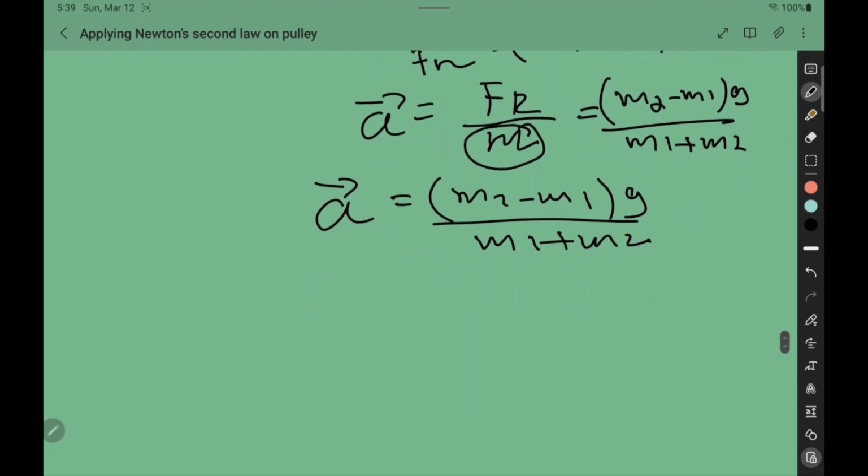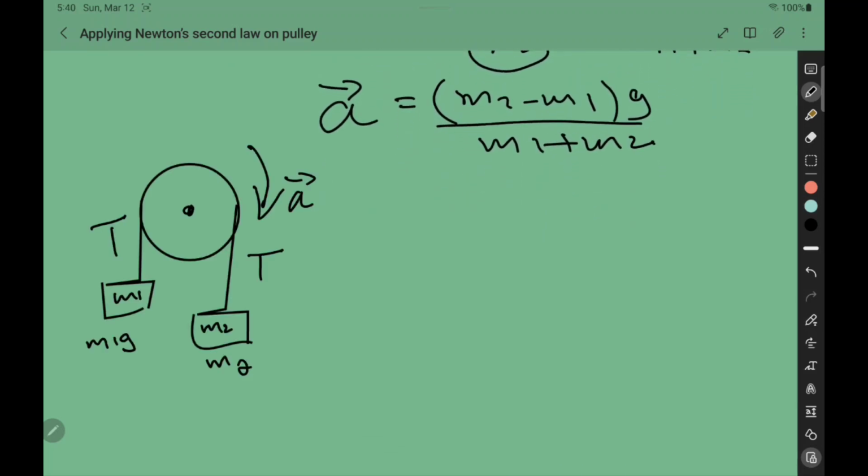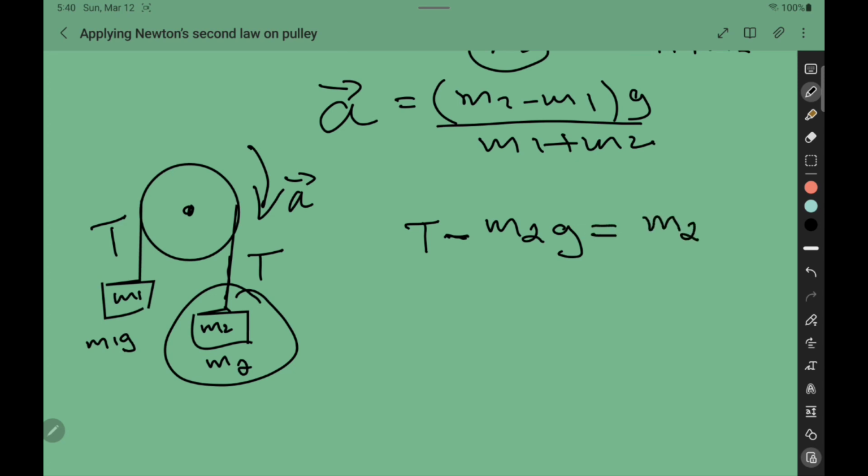Now let me draw it again to calculate the tension. To calculate the tension, we can just take either side. So for this side, the tension minus the weight of the second mass, m2 times g, is going to give you m2 times the acceleration. Now this equation is very important.